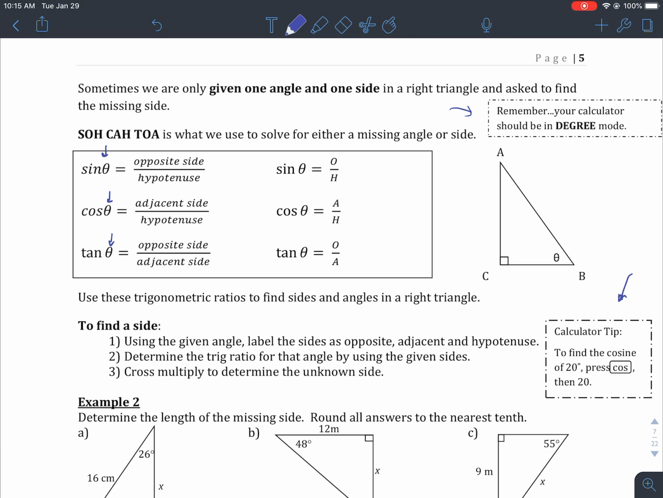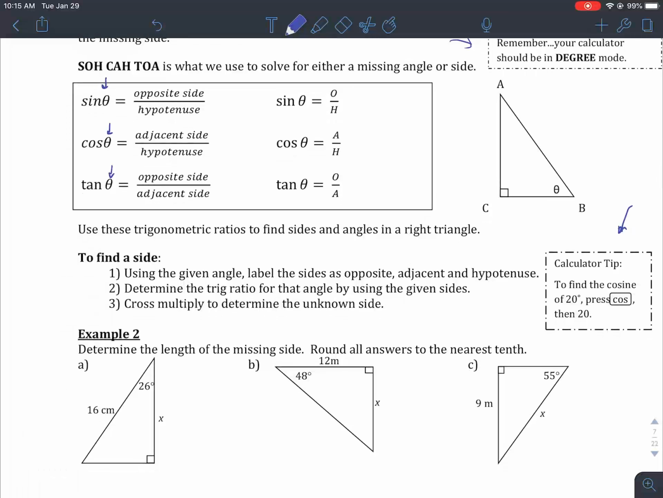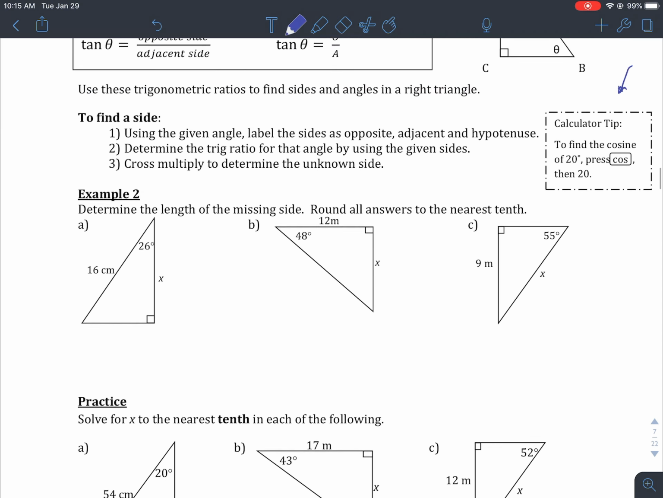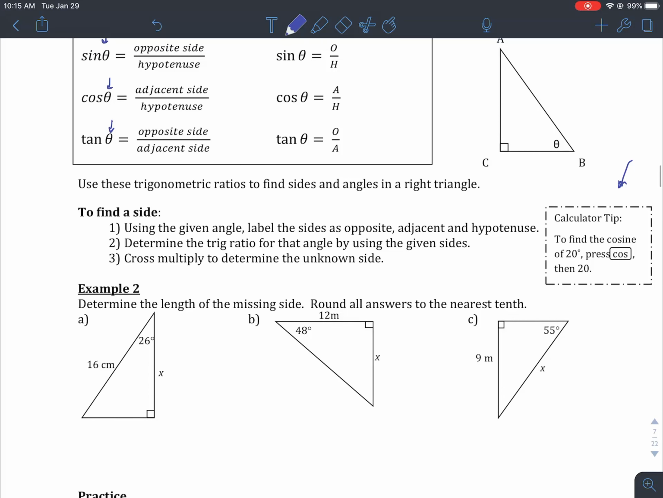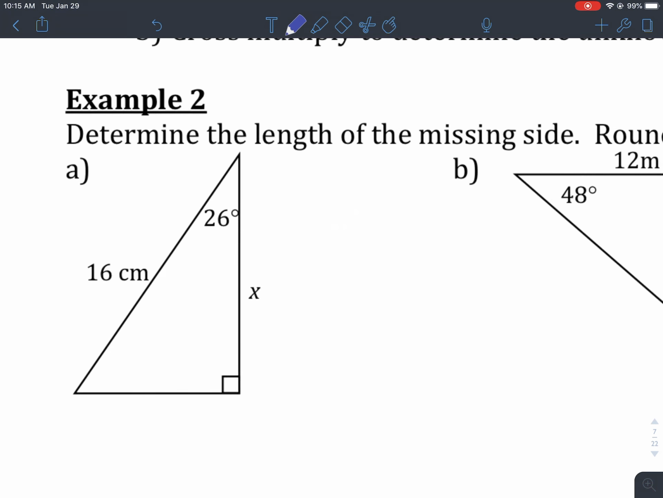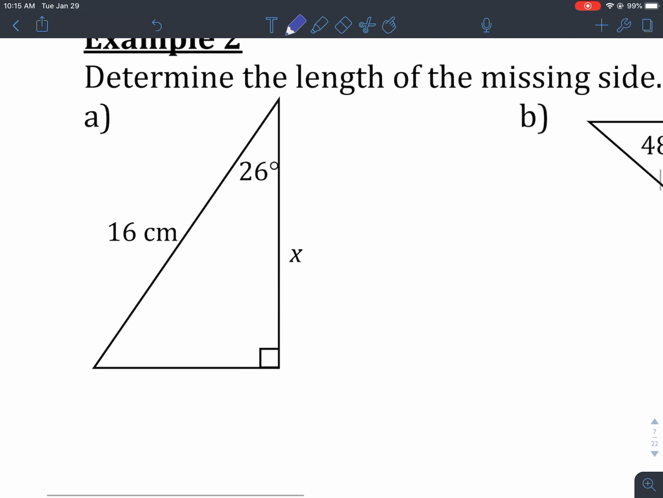Now on the side, you're going to notice some tips, things to remember. So please, again, make sure you're in degree mode, and there's a little calculator tip on the side which you can read. In order to find a side, we're going to use the given angle, label the triangle, and then determine the trig ratio that we have to use.